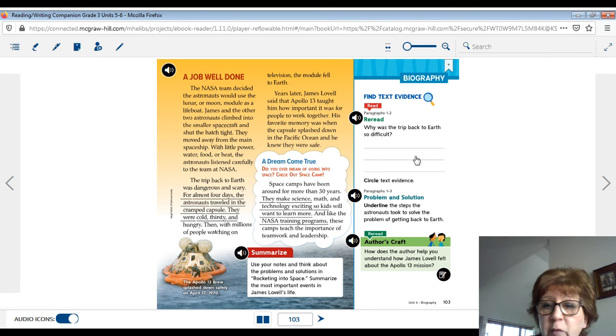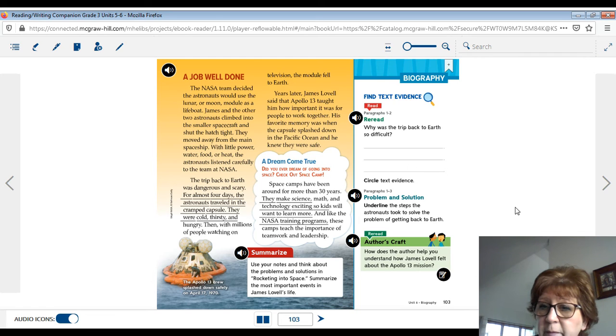So why was that trip back so very difficult? For almost 4 days, they traveled in a tiny, cramped capsule. They were cold, thirsty, and hungry. They really weren't even sure they were going to make it back to Earth. So it was very, very scary, very dangerous, and kind of a miracle that they really made it back.